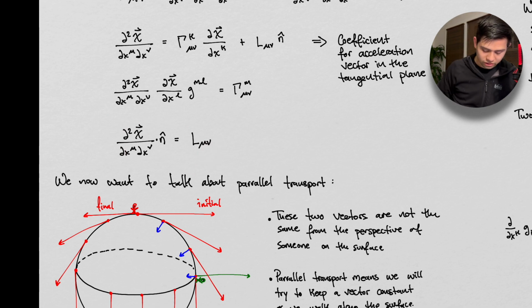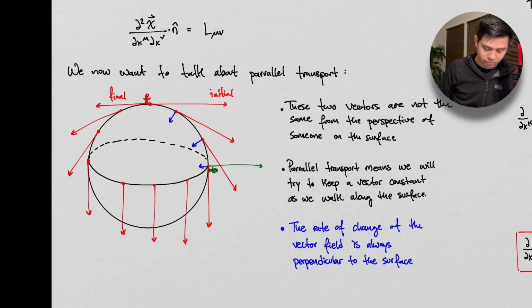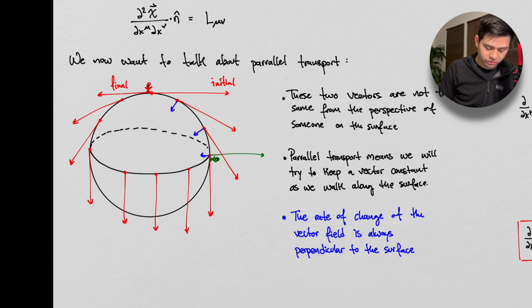Let's talk about parallel transport for a second, because this is going to come up again in later videos. We want to establish a good intuition about what this is before we dive really deep into it. So we have two vectors, the green one and the red one, this red initial vector and then this one. We're comparing these two vectors here.